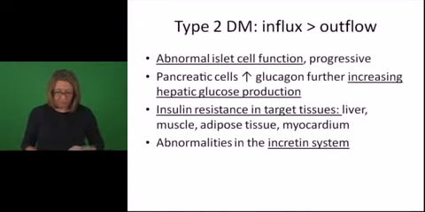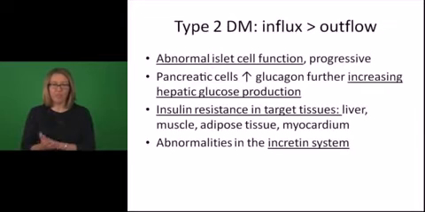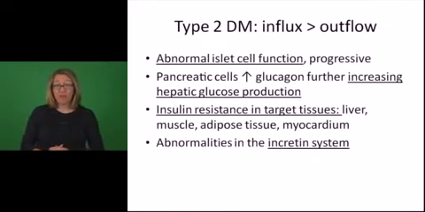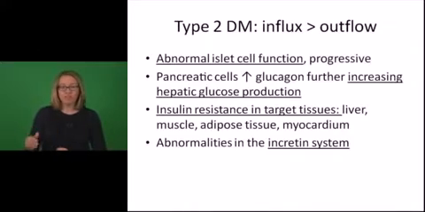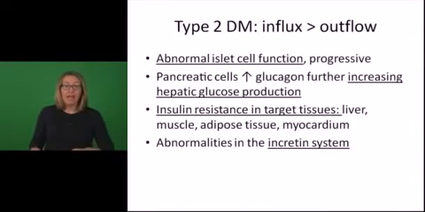hyperglycemia. So 4 common defects related to hyperglycemia that medications can target include abnormal islet cell function, which is generally progressive with diabetes. Pancreatic cells increase glucagon, which further increases hepatic glucose production. Insulin resistance in target tissues, including the liver, the muscle, adipose tissue, and the myocardium, and abnormalities in the incretin system.